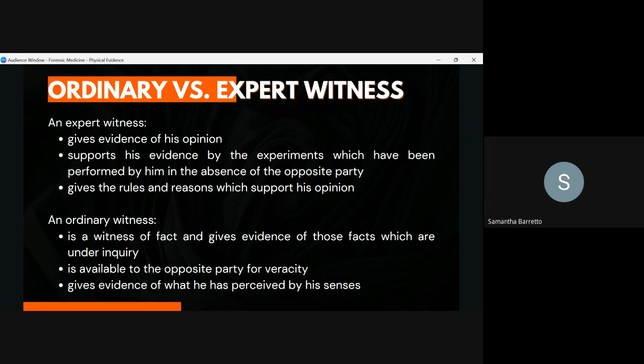It is available to the opposite party for veracity, and gives evidence of what he has perceived by senses. So in short, for an expert witness, you have to provide evidence as to why you have arrived at that conclusion, like what was your basis for it. While an ordinary witness just has to state what he has seen or heard, and then the pieces of evidence should match to what he or she is saying.